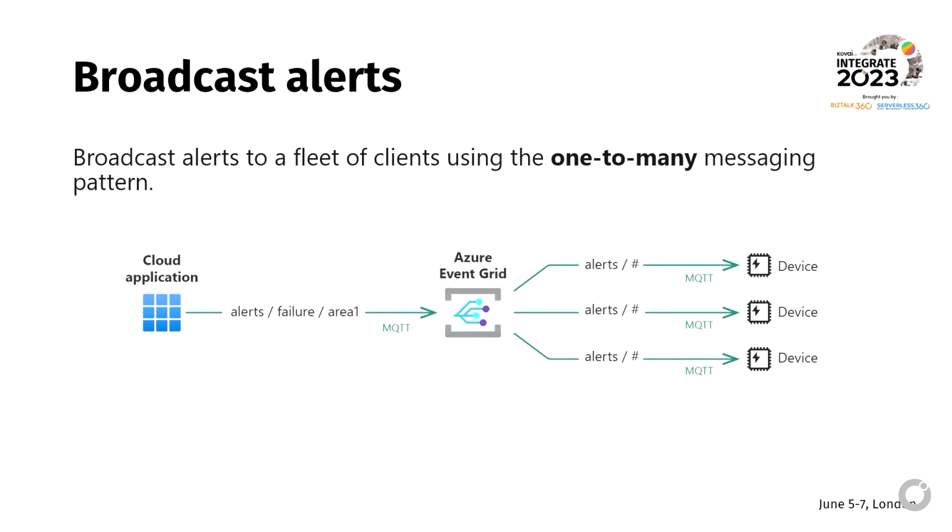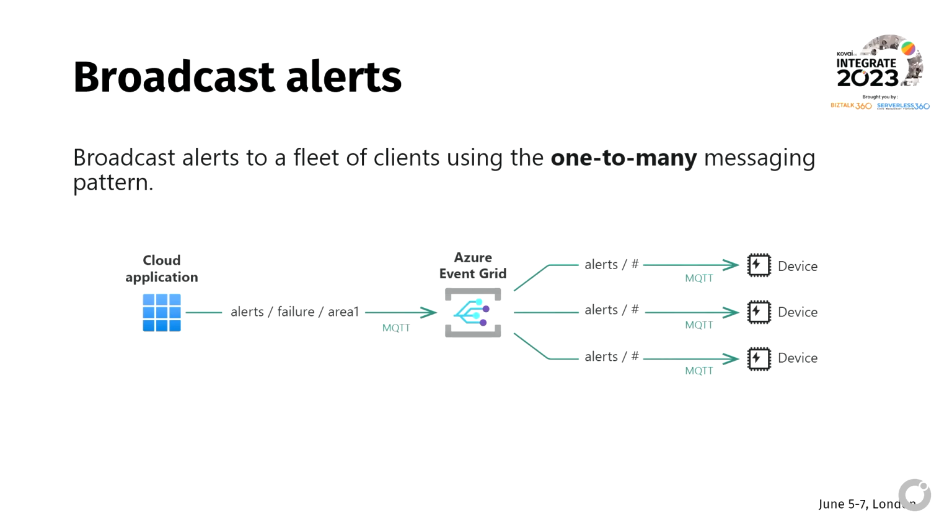Through the one-to-many messaging pattern, you can broadcast messages or alerts in this example. And of course, you see the benefit here. Your backend application just needs to send a single message to Event Grid. The Event Grid replicates for every interested client. And of course, it's a lot more efficient and a lot cheaper, right? Your backend application doesn't need to send a million messages to start. You see also here the use of the hash wildcard.